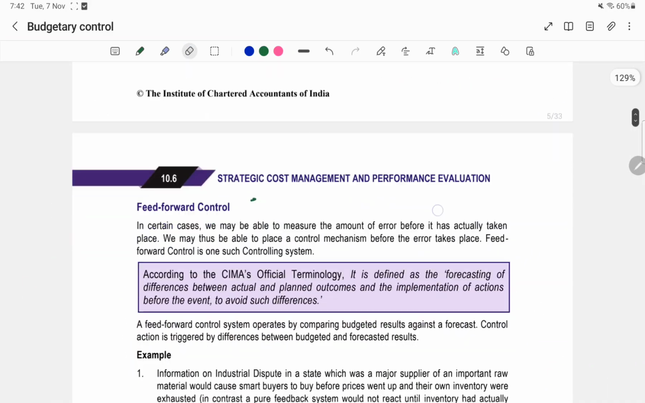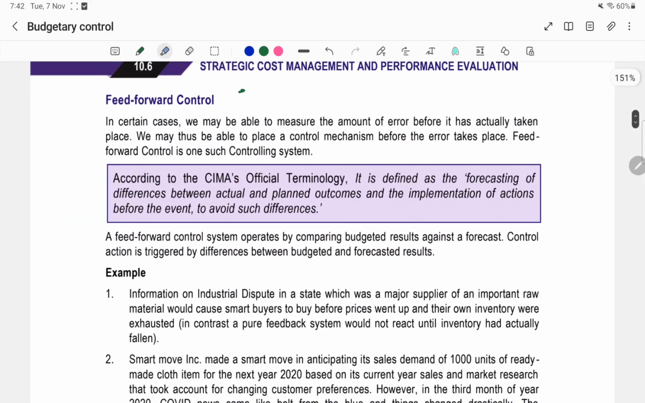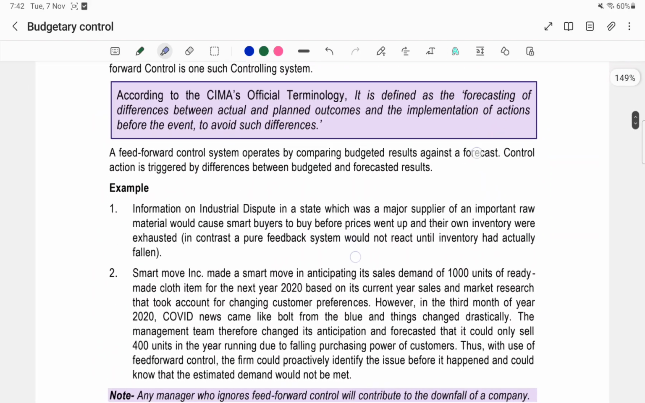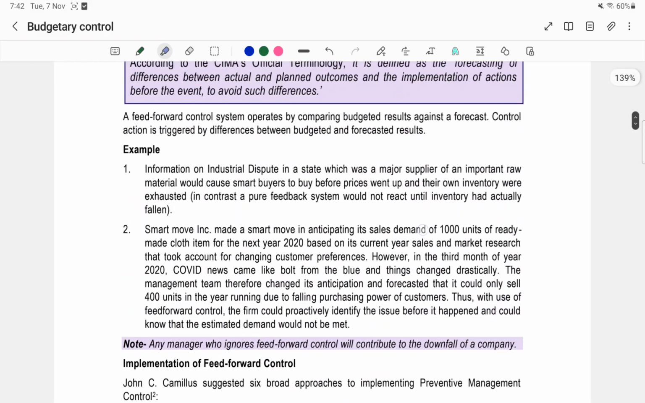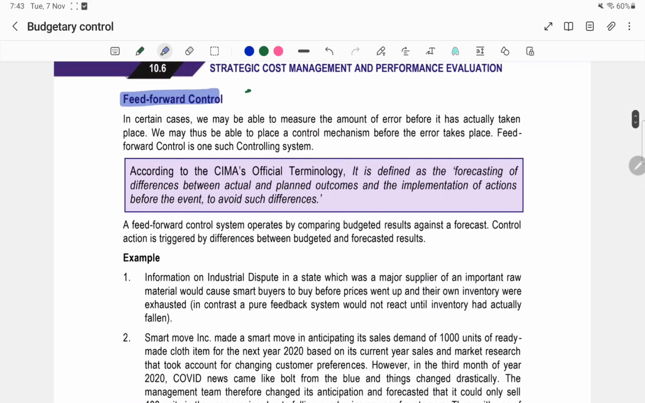Now if we see the next topic, there is feed forward control. So till here we studied feedback control. Now we'll come to the next type of control, that is feed forward control. So see, in feed forward control what we do, we may be able to measure the amount of error before it has actually taken place.